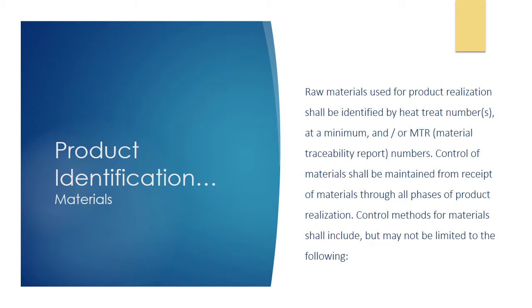Product identification for materials. Raw materials used for product realization shall be identified by heat treat numbers, at a minimum, and/or MTR or material traceability report numbers. Control of materials shall be maintained from receipt of materials through all phases of product realization. Control methods for materials shall include, but may not be limited to, the following.